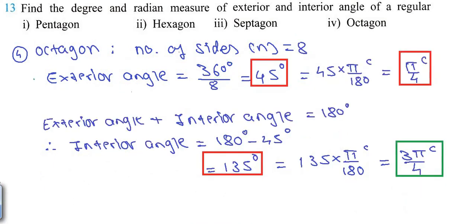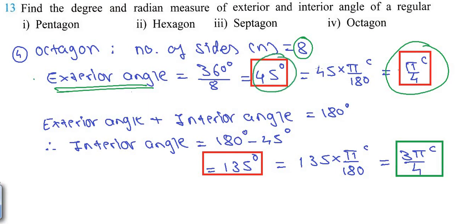For octagon, number of sides equal to 8. Therefore exterior angle is equal to 360 degree upon 8, that is equal to 45 degree. Convert 45 to radian, you will get pi by 4 radian. So 45 degree and pi by 4 radian are the measures of exterior angle in degree as well as radian measure. Now exterior angle plus interior angle equal to 180 degree.